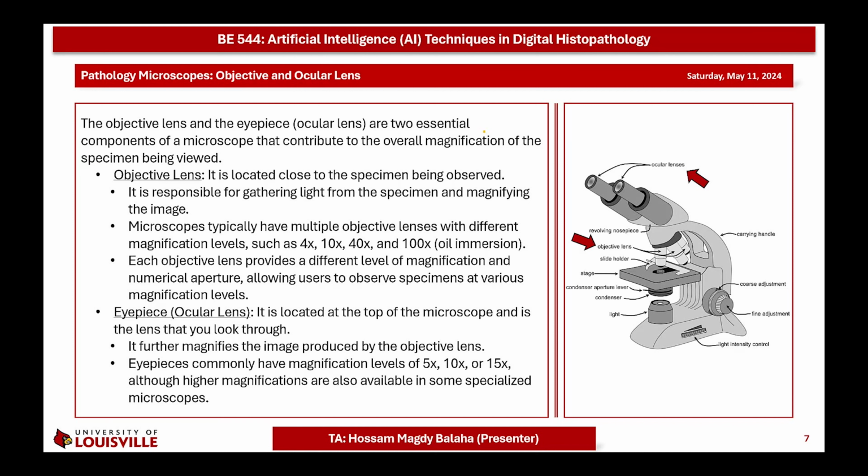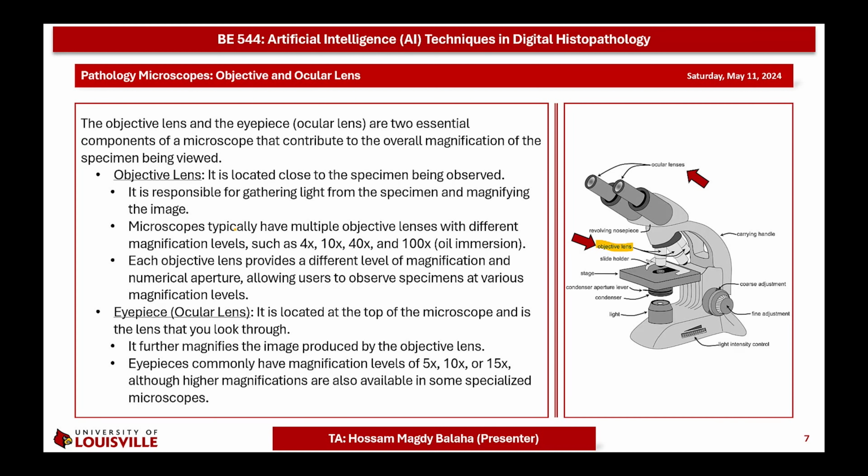How is this done? There are 2 lenses in the microscope: the objective lens and the eyepiece or ocular lens. Both of them are essential components of a microscope that contribute to the overall magnification of the specimen being viewed. The objective lens, as you see in the left arrow, is located close to the specimen, and it's responsible for gathering light from the specimen and magnifying the image.